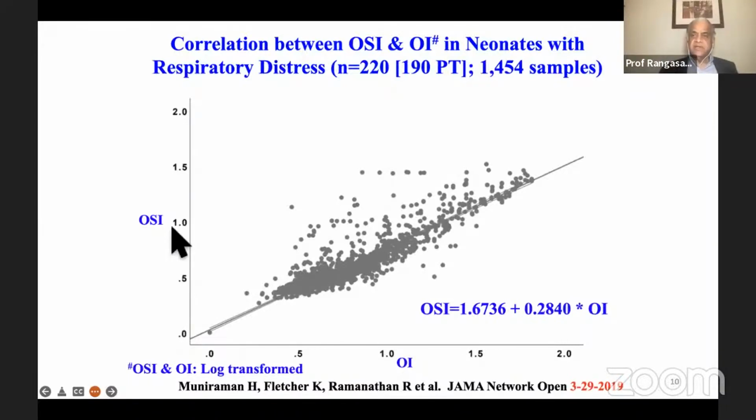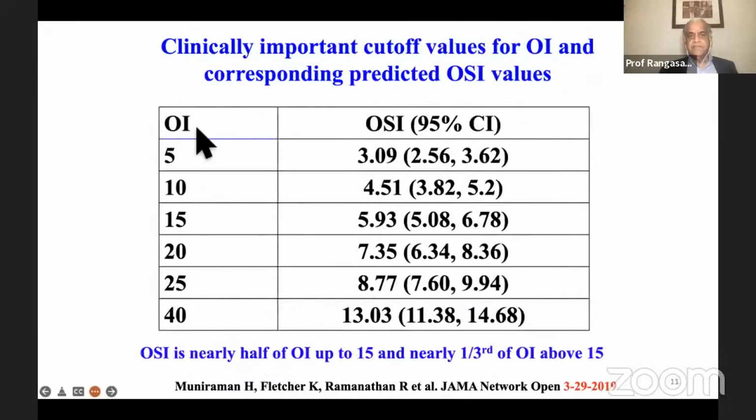So how do we translate this data into clinical practice? Here are the clinically important oxygenation index values. When the OI is 5, your oxygen saturation index is about 3, with a 95% confidence interval of 2.56 to 3.62. An OI of 10 is about 4.5. 15 is about 6. 20 is about 7. An OI of 25 is 8.7 or 9. 40 is 11, 12, or 13.